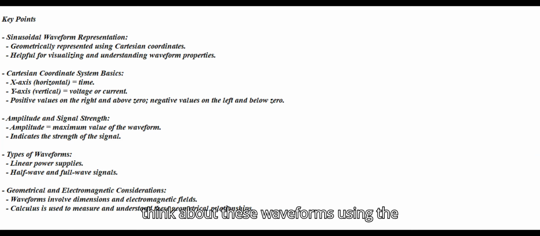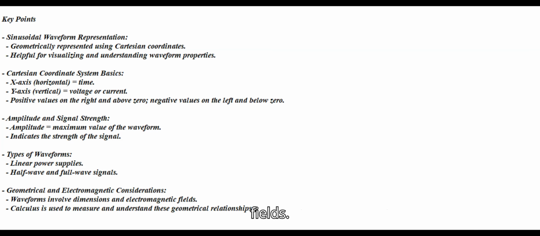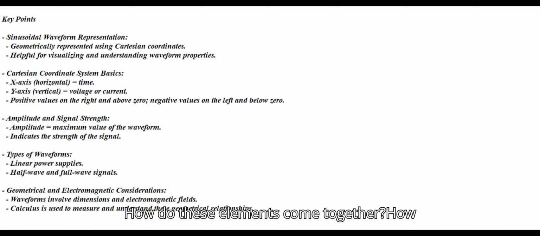Geometrically, when we think about these waveforms using the Cartesian coordinate system, we also consider dimensions and electromagnetic fields. The question then becomes, how do these elements come together? How does that relate to calculus? Are we using calculus to measure these things, and what would they look like geometrically on a Cartesian coordinate system?